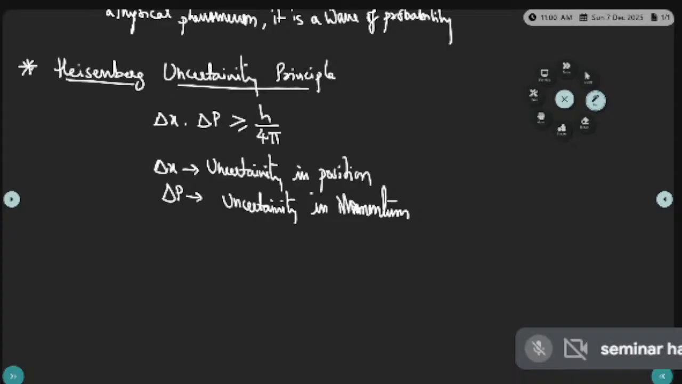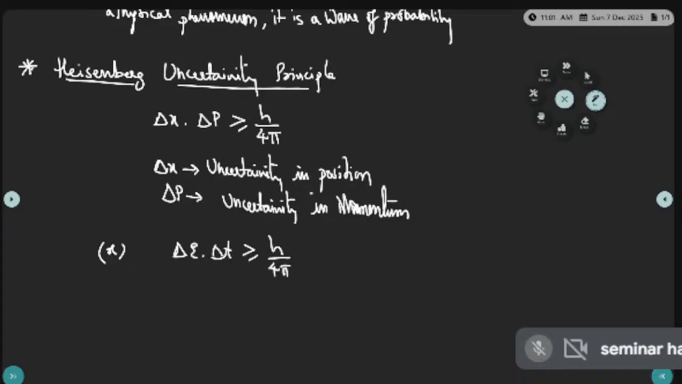Now, in terms of energy, delta E into delta T greater than or equal to, this is another form of the uncertainty principle. So it is impossible to define time and energy together. E is energy, T is time. It is the measurement of energy and time of a process. So this is the uncertainty principle.